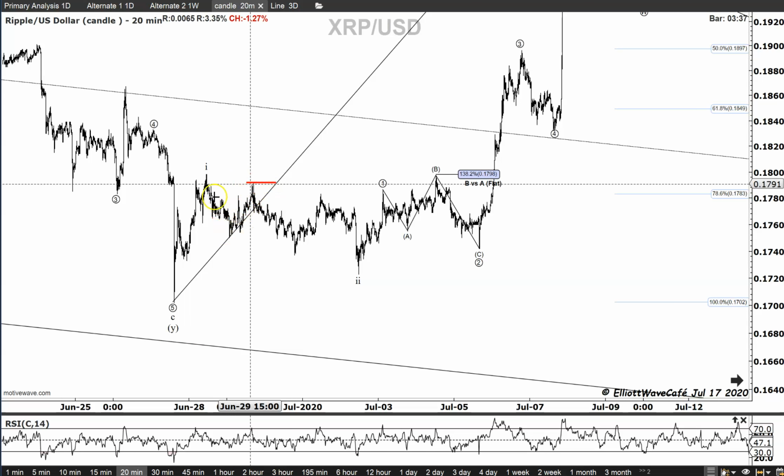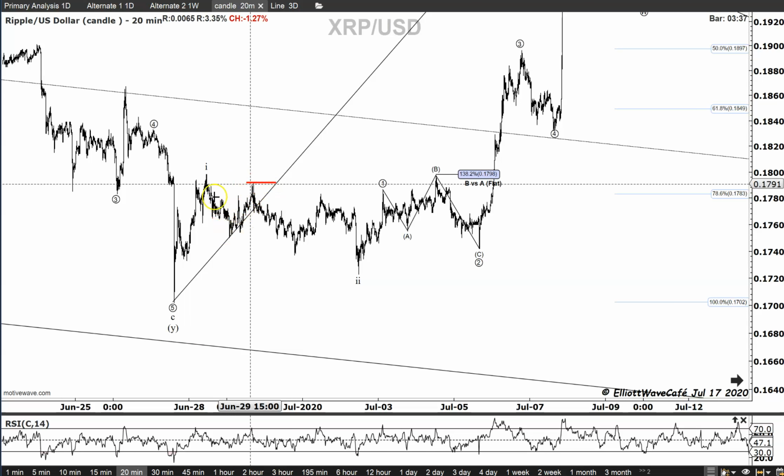But this is just a simple ABC. This is for a W, okay? This is an X, and then this is a Y for another ABC or another flat correction on here. Okay, I don't think this is, because you're not going that high. But anyway, you get my point.